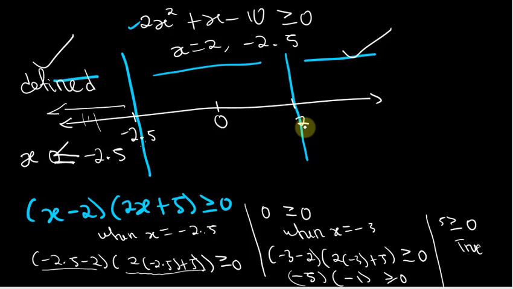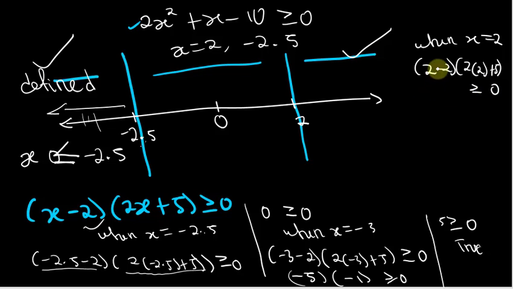When x is equal to 2, what is going to happen? Now, when x is equal to 2, we are using this factorized expression here. So 2 minus 2, we have 2 multiplying 2 plus 5 is greater than or equal to 0. Now 2 minus 2 is going to give us 0. What do we have in here? 2 times 2 is 4. 4 plus 5 is 9. This is greater than or equal to 0.